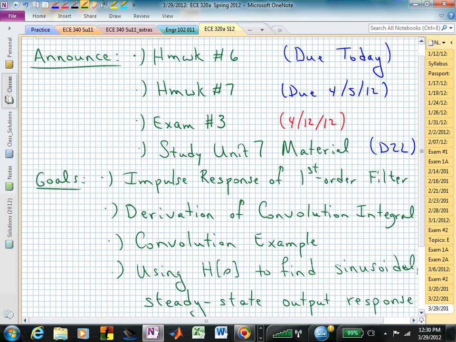Homework number 7 is due a week from today. I believe that's the correct date, the 5th of April. The next Thursday is our third exam, and we may squeeze another homework in between 7 and exam number 3. So it may be over that weekend before exam 3 that it's due. It'll be due on the Tuesday, the 10th, I think, is the plan. Pardon me?